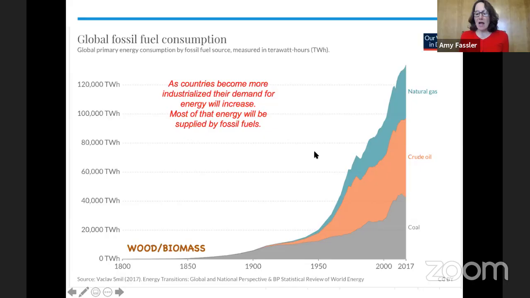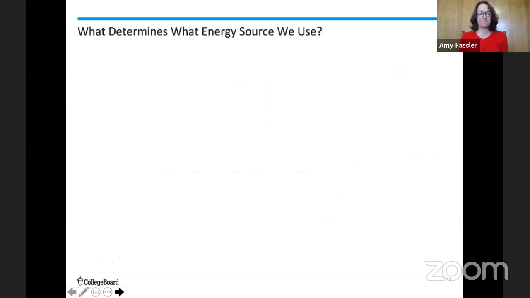But the bottom line is that as a country becomes more industrialized, their demand for energy increases. Their total demand and their per capita demand both go up. And the majority of that energy to fuel the industrialization of many of those less developed countries is going to come primarily from fossil fuels. That's concerning to all of us because of the implications of the amount of carbon dioxide being added.